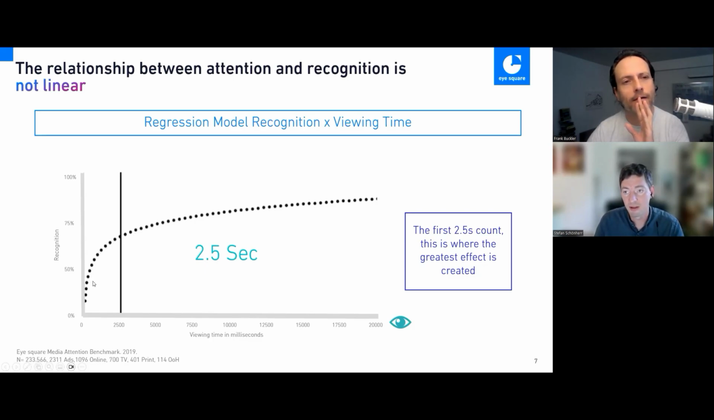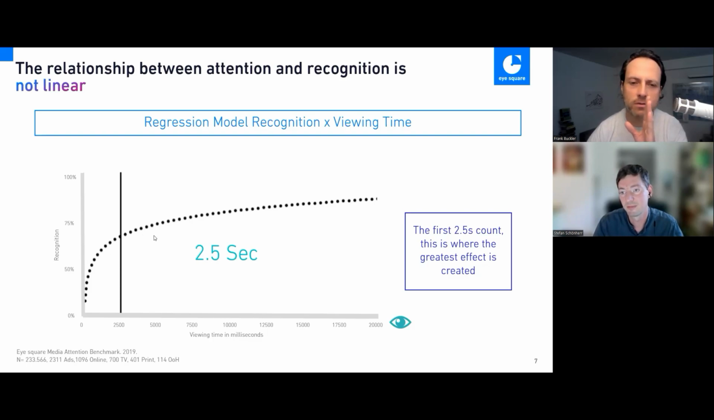Of course, it depends on the creative itself, right? So you have channels that are working with this. If you do out-of-home advertisement or print advertisement, you have only below a second to just make your point and be recognizable. And of course, there are others.